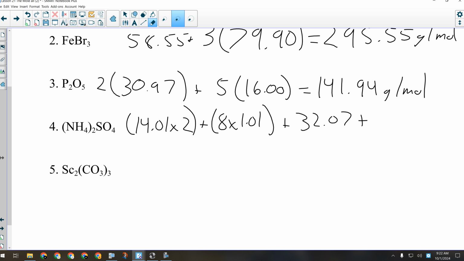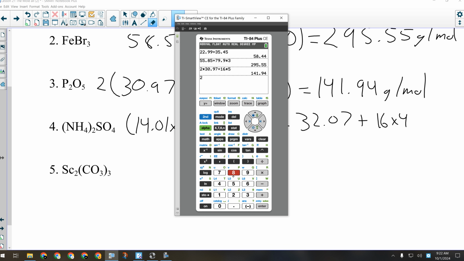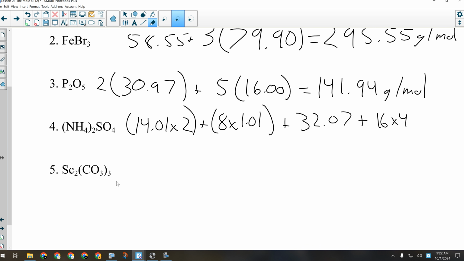Okay, how many oxygen are there? 4. Okay, we punch all of that in, so we get 28.02, that's the 2 nitrogens, plus 8.08, that's the 8 hydrogens, plus 32.07, plus 16 times 4. 132.17 grams per mole. Questions on number 4?